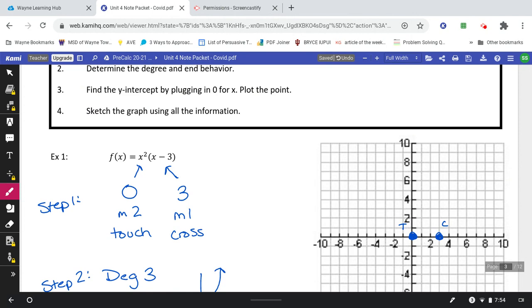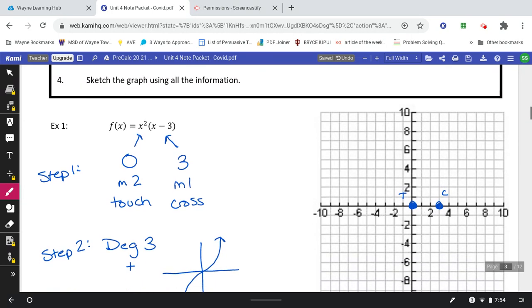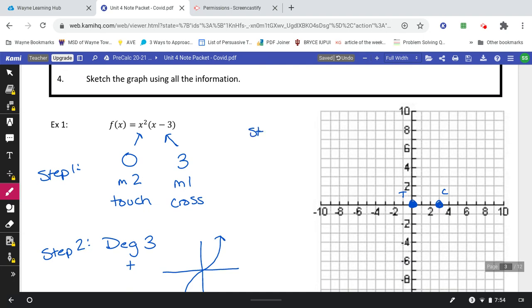Step number 3, find the y-intercept by plugging in 0 for x, and then plot the point. So step 3, I'm going to plug in a 0 for both of these x's over here. So it's going to look like 0 squared and 0 minus 3. Then I just work that out. 0 squared is 0. 0 minus 3, negative 3, and I multiply those to make 0. That's my y-intercept.